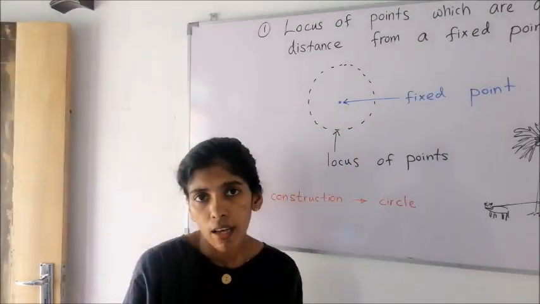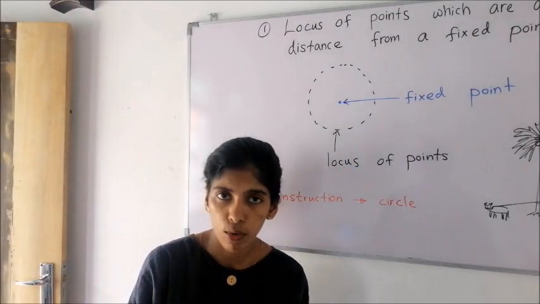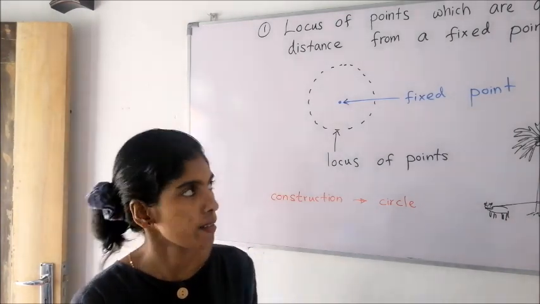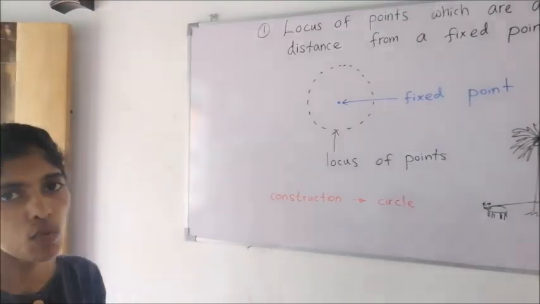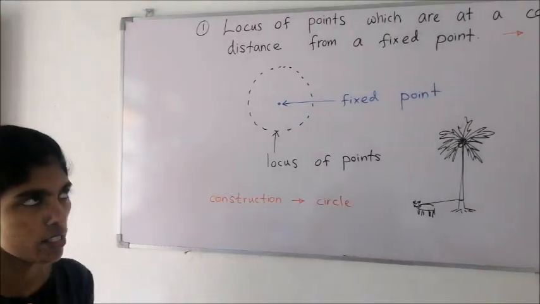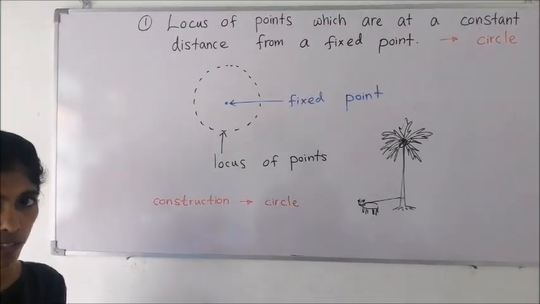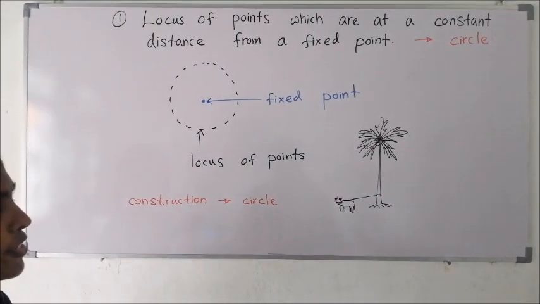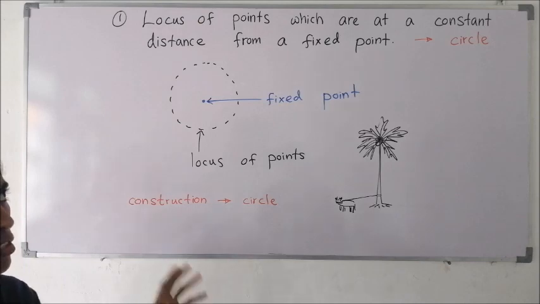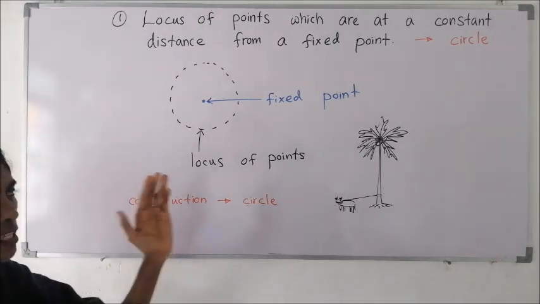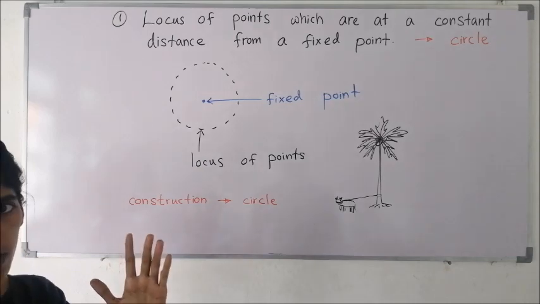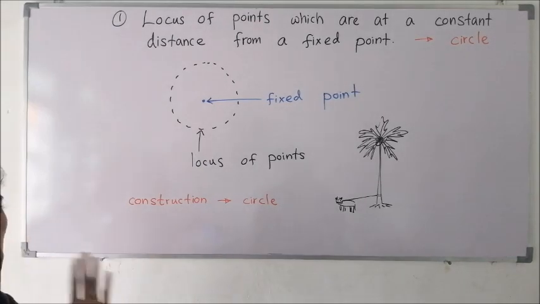Okay children, there are four types of basic loci. So we will learn about those four basic loci. The first one, locus of points. We know that locus is a path. Path of points which are located at a constant distance. Children, constant distance means a fixed distance. If that is 5 centimeters, every time it is 5 centimeters. Constant means it doesn't change.